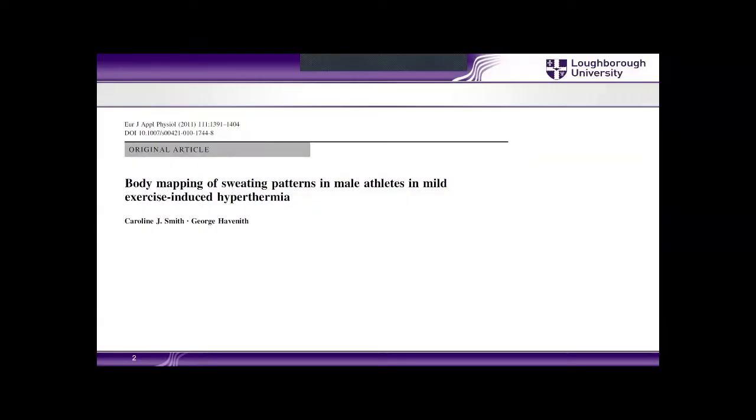So I'm going to discuss 2 papers in 2 sections. And the first paper I'm going to talk about was done by Caroline Smith, at the time my PhD student, and myself, on body mapping of sweating patterns in male athletes in mild exercise-induced hypothermia. So what I'm going to talk about is why did we do this, how did we do it, and what were the main outcomes. And the detail is probably up to you to read in the paper and come back with questions to us later on.